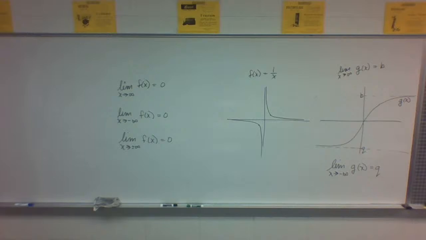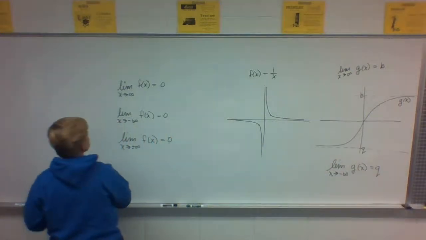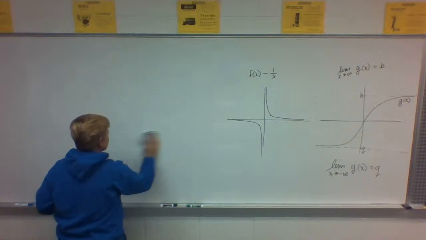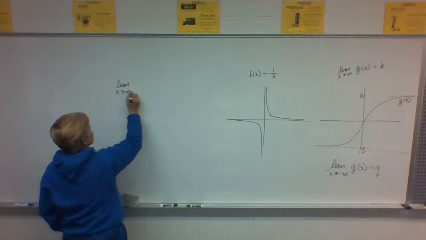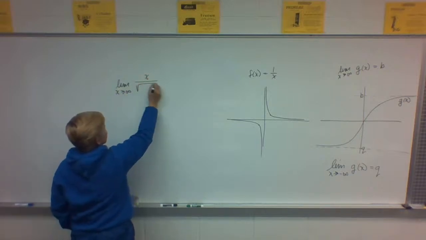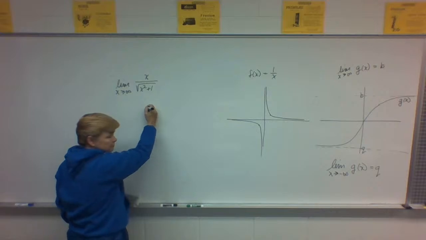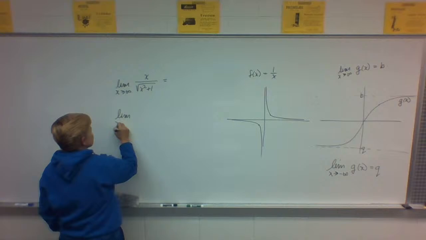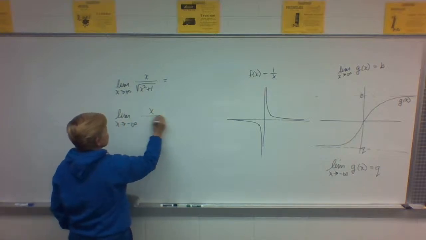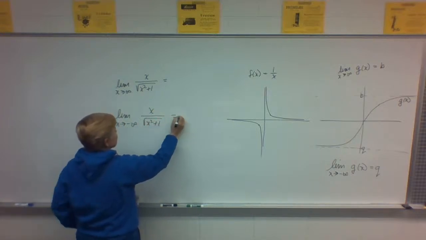Example 1 says, use the graphs and tables to find the limit at infinity of f of x and as we approach negative infinity of f of x, and identify all horizontal asymptotes of x over the square root of x squared plus 1. So it's a different function. We find the limit as x goes to infinity of x over the square root of x squared plus 1. We're going to try to find out what that is, and we're going to do this one as well. The limit as x goes left of x over the square root of x squared plus 1.